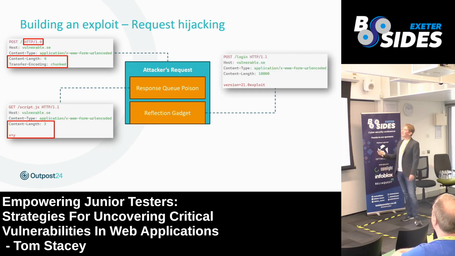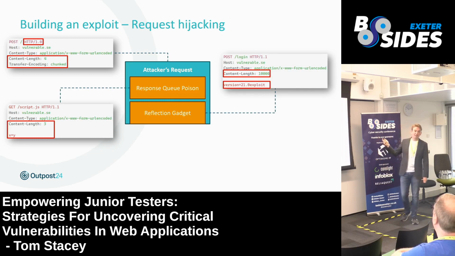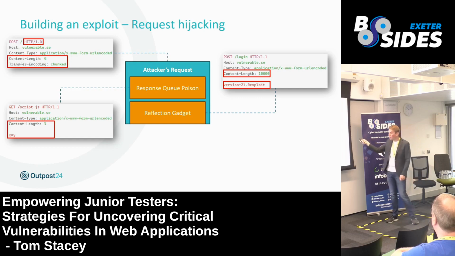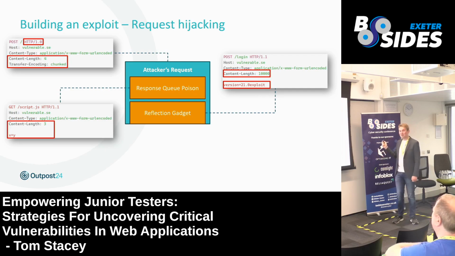Finally, we have the reflection gadget, which is a post to the login page, and it has a massive content length of 10,000, which will hopefully be enough to make the backend wait for enough data from the victim's request that it gets appended to our version parameter, reflected in the login page, and then, because of the response queue desynchronization, we'll have captured the victim's request. Yay! Makes sense? No? Well, don't worry.